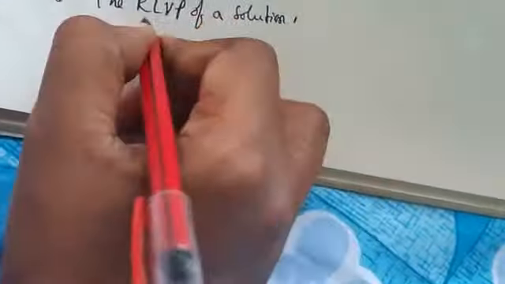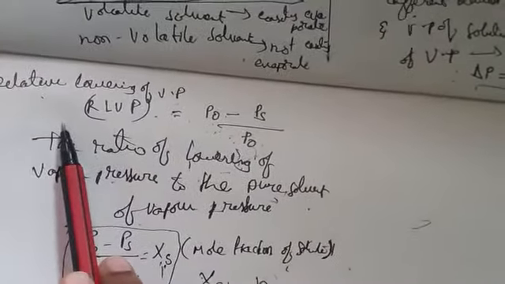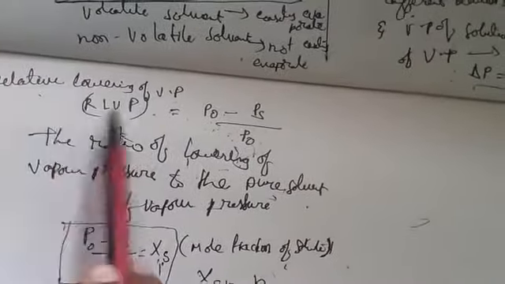See here, what do you mean by Raoult's law? What do you mean by relative lowering? What do you mean by lowering of vapor pressure? The difference between the vapor pressure of pure solvent and the vapor pressure of the solution. What do you mean by relative lowering of vapor pressure? The ratio of the lowering of vapor pressure to the vapor pressure of pure solvent, we call relative lowering of vapor pressure. Now coming to Raoult's law, what I told you: the relative lowering of vapor pressure of a solution of non-volatile solute is equal to the mole fraction of solute in the solution.